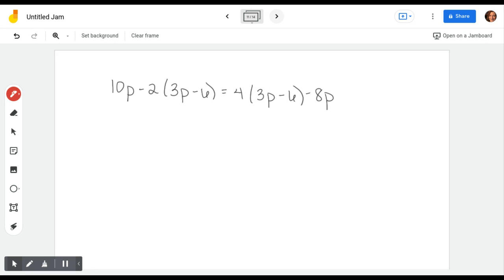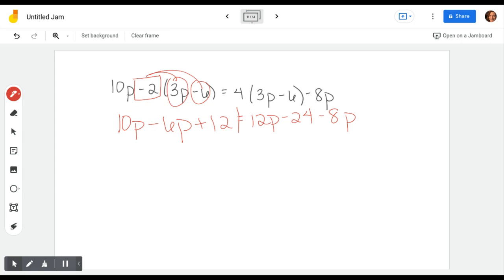Okay, let's try this one. Honestly, the hardest thing about this one is the distributive on the left side. Be careful on ones like this because it's not just a 2 that you're distributing, it's a negative 2. Minus and negative go hand in hand. So this is 10p. And then that becomes negative 6p. And then a plus 12 equals 12p minus 24 minus 8p.